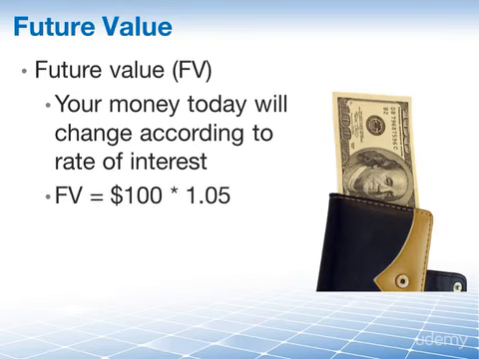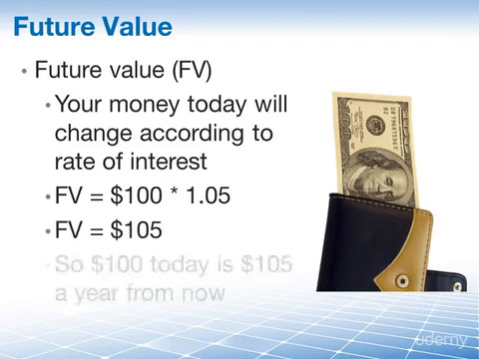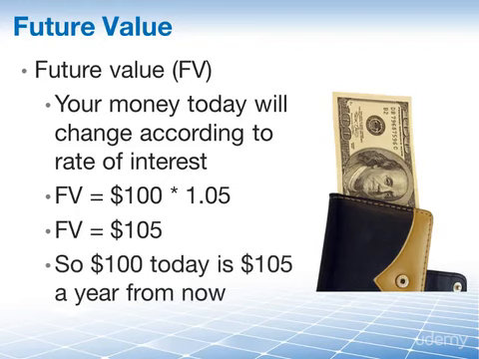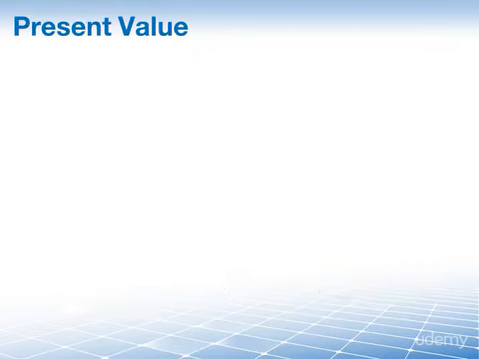The future value equals 100 times 1.05, which will end up with $105. In other words, $100 today that I give to you and you invested in a bank account where you earn 5% over a year will be worth $105 a year from now. Present value and future value are those areas that you may have to be able to calculate on the PMP exam. The previous example was very simple.